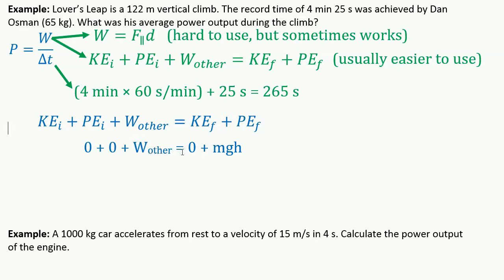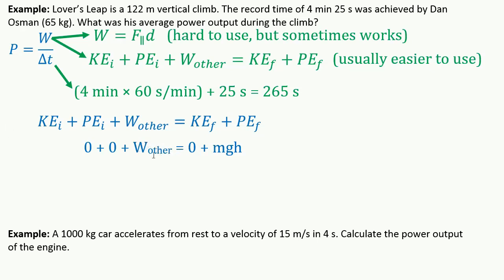And at the end, at the top of the climb, he doesn't have any kinetic energy. Usually you don't finish a climb still running, still moving. You kind of get to the top and you're stopped. And he'll have some potential energy at the end. And we don't know what that potential energy is, but we can calculate it using our formula for potential energy, mgh. So we basically say here that Dan Osman, at the bottom of this climb, has no energy. He then does some work, and that work goes into giving him potential energy.